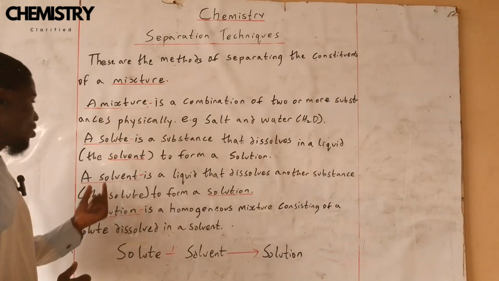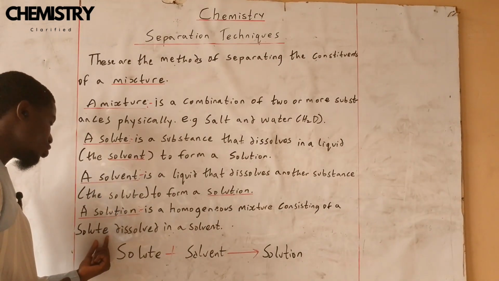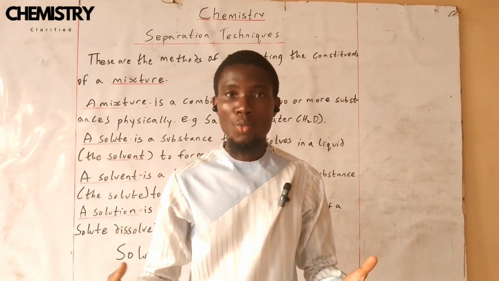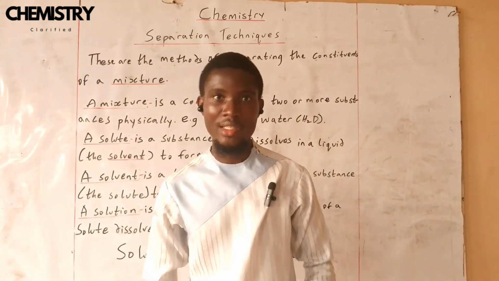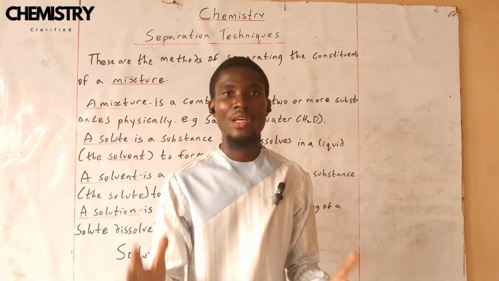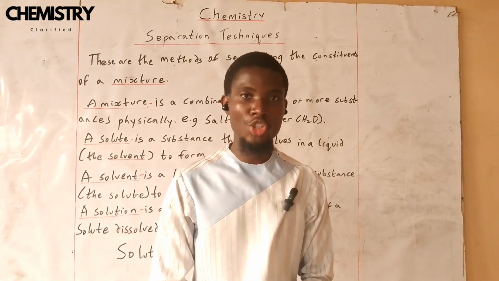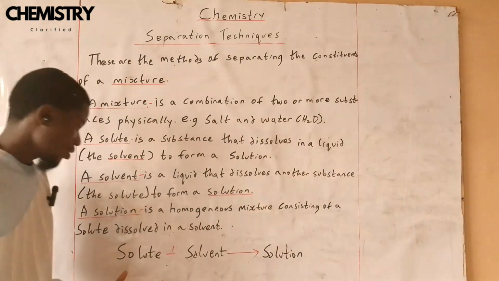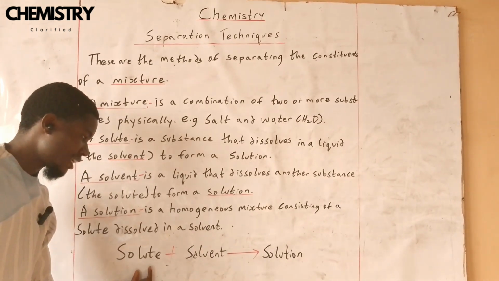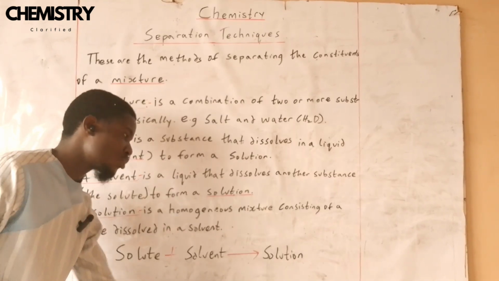Now, a solution is a homogeneous mixture consisting of a solute dissolved in a solvent. What we are just saying is that the solution must have a solute, for instance, salt again, and a solvent, for instance, water. So when you have two things, the solute and the solvent, and the solute is dissolved in the solvent, then you can call that particular mixture a solution. This is what a solution is. A solute that has been added to a solvent, and then the solute has dissolved in the solvent, we are going to have a solution.